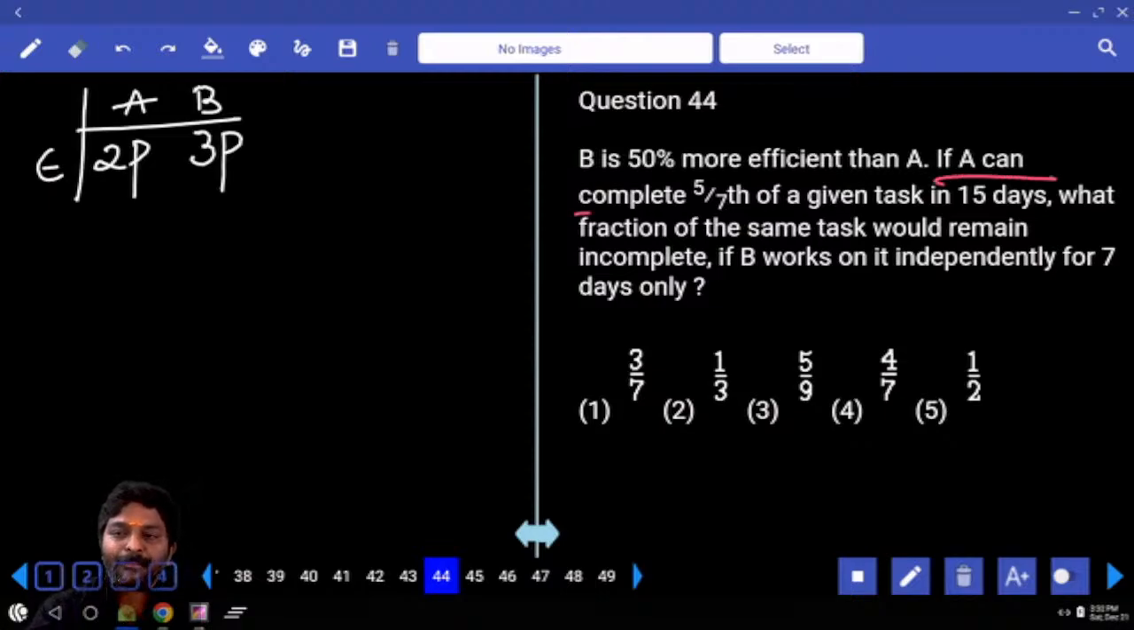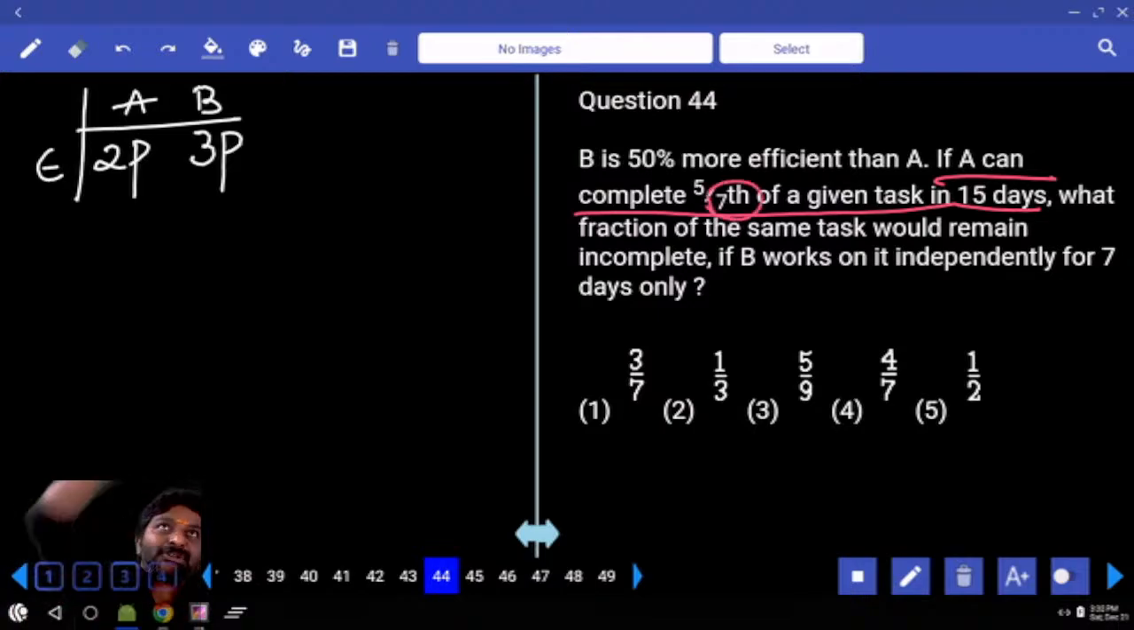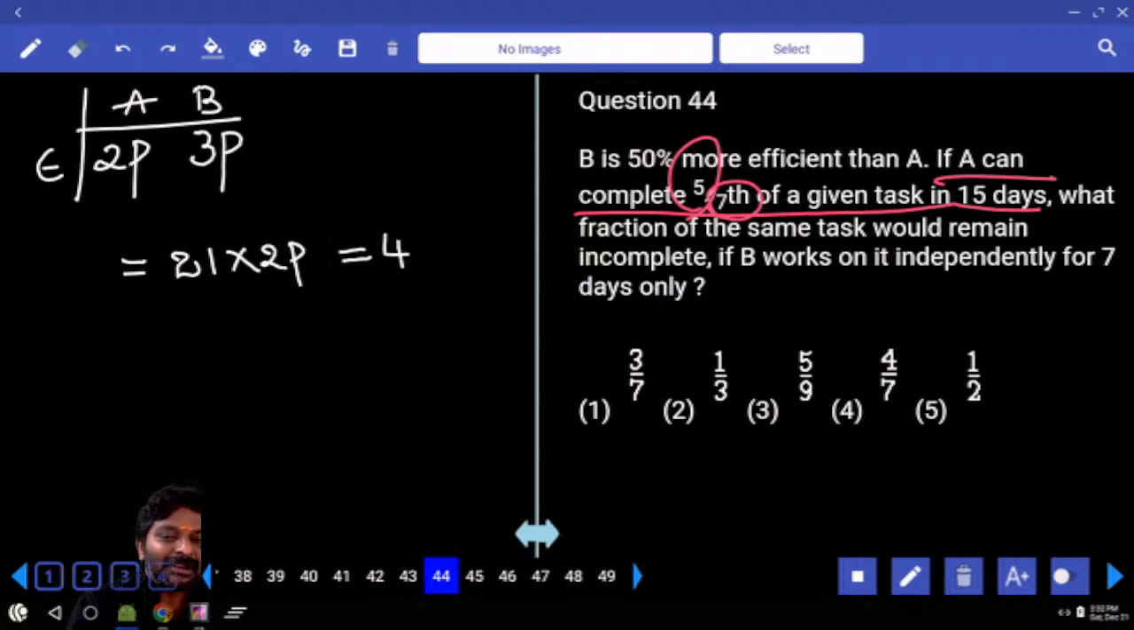If A can complete 5/7 of given task in 15 days. 5/7, what is denominator? Assume 7 floors we have to construct. Numerator, how many floors are already constructed? So to complete 5 floors, how many days it is taking? Per floor? Total 7 floors? 20. So A takes 21 days to complete the work. And A per day will do 2 parts of work. Then total work is equal to 42 parts.